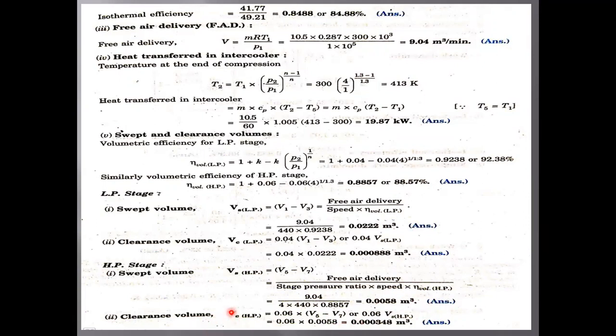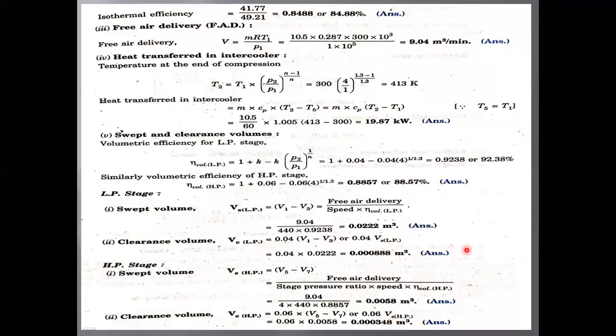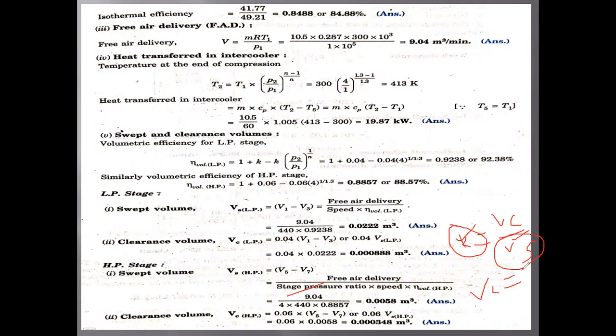At the same time, what is the clearance volume for the high pressure cylinder? It is nothing but up to V7. V7 is the high pressure cylinder clearance volume. Or else you can find it using the same formula we used for the previous one. The clearance ratio is nothing but clearance volume by swept volume. Since we know the swept volume from here and the K value is already given in the problem, what is the clearance volume now? Nothing but K into Vs, and we already know the swept volume.